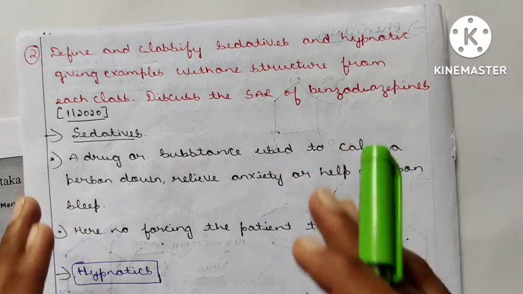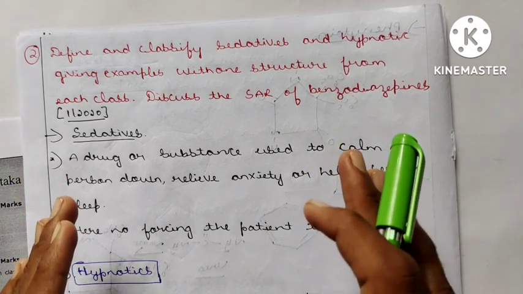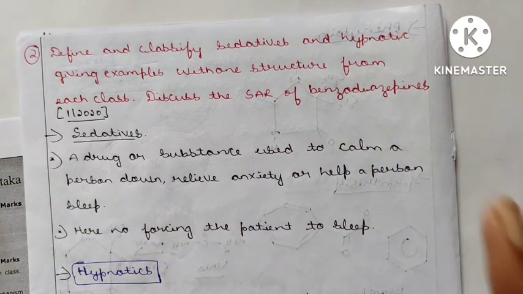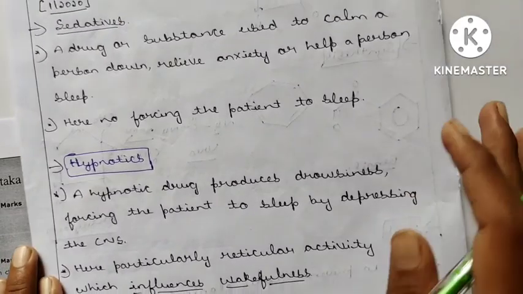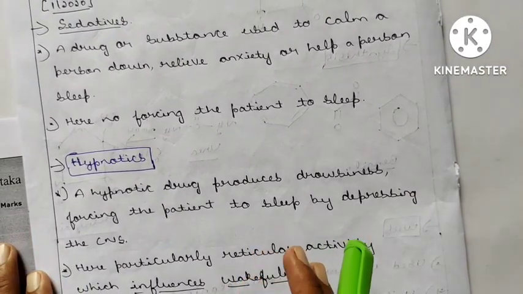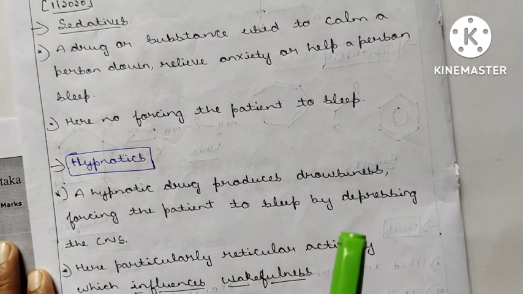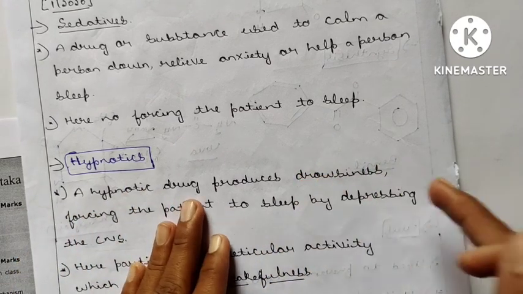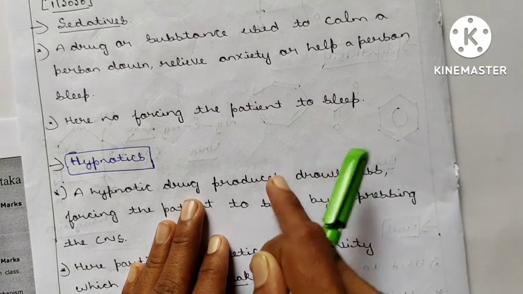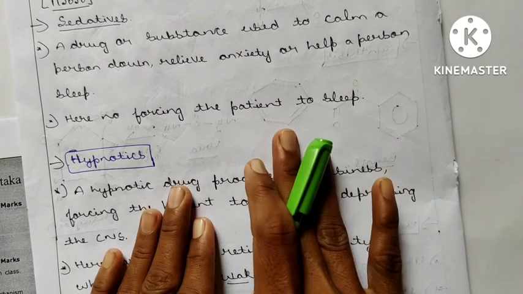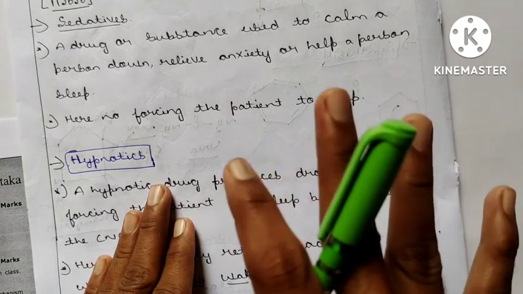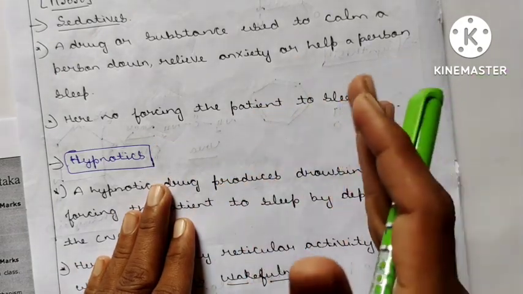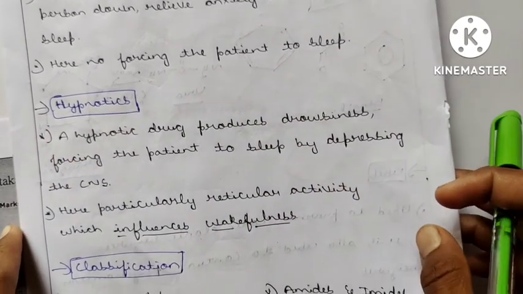One difference between sedatives and hypnotics is that with a sedative there is no forcing the patient to sleep, just calming and relaxing the mind. In hypnotics, the drug produces drowsiness, forcing the patient to sleep by depressing the central nervous system. Automatically these drugs will depress the central nervous system and it tends to sleep. This point is very important.